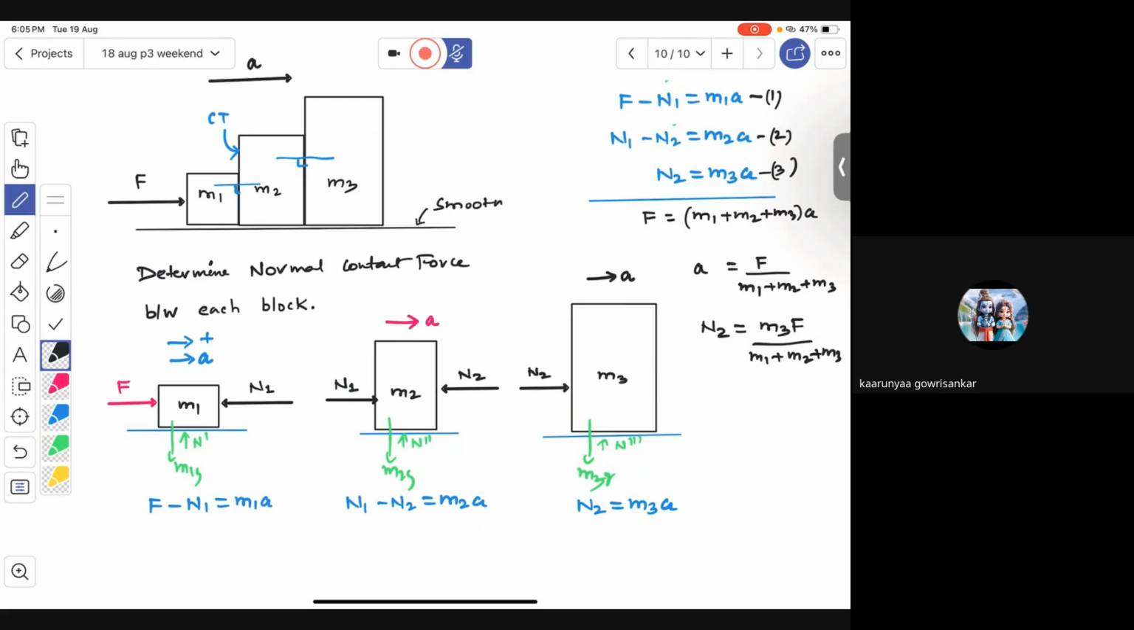And then if I use this value of N2 in equation number 2, or else if I use the value of A in equation number 1 directly, I will get N1 to be equal to M2 plus M3, you check that, into F by M1 plus M2 plus M3. Okay, I hope all of you got this question. It's like a CBSE level question, no? Is it not?